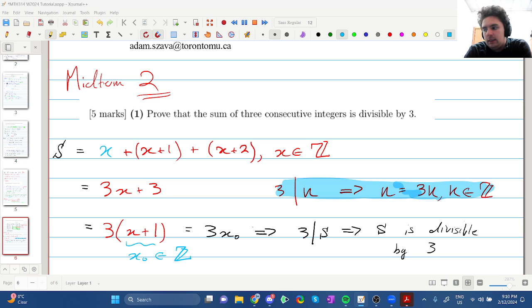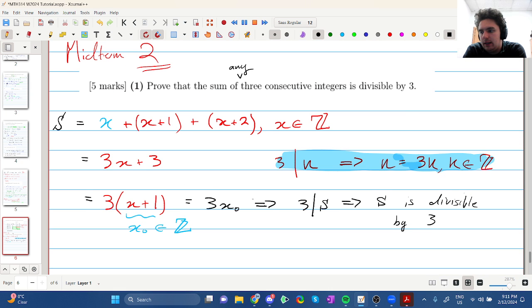Could I also just find an example of this? Yeah, it's a little bit poorly phrased, but it's supposed to be like prove that the sum of any 3 consecutive integers. Okay, I see. That's what I'm assuming is meant here. You could, if it was proved that there exist 3 consecutive integers such that their sum is divisible by 3, then yeah, just give an example. But I'm assuming it's like prove that the sum of any 3 consecutive integers is divisible by 3. Okay, so there's that.